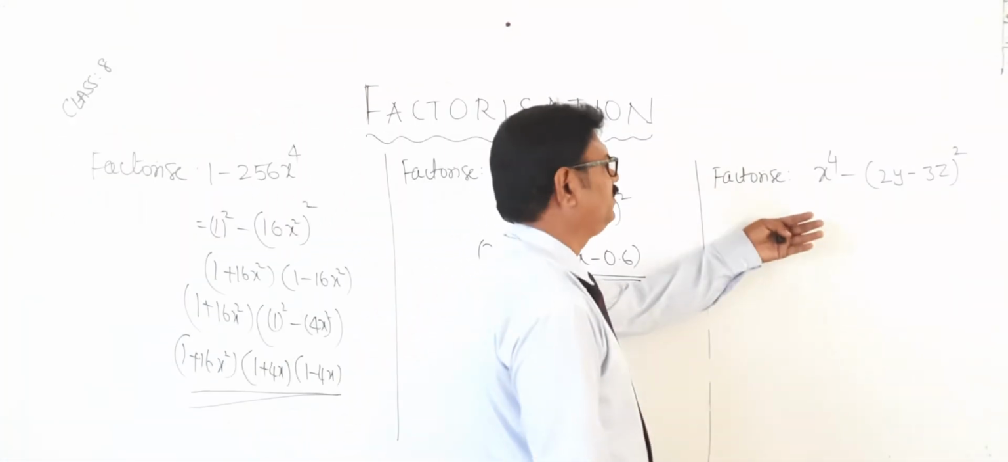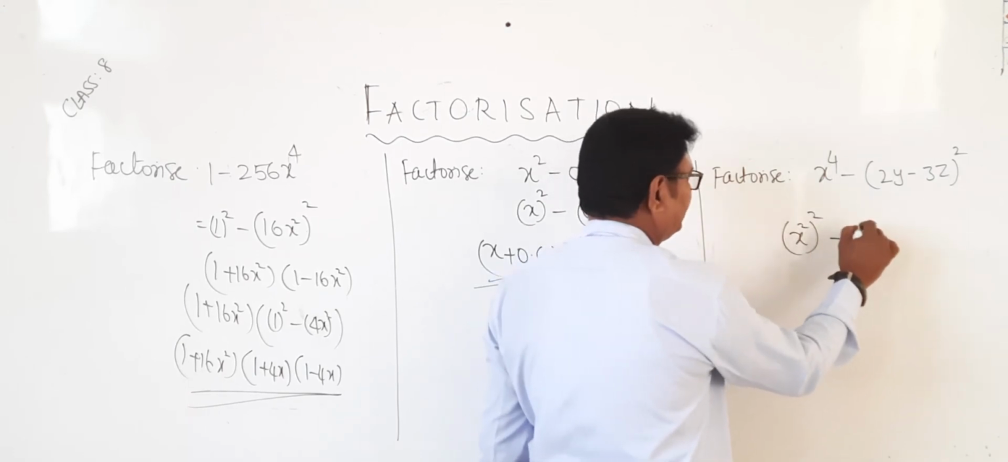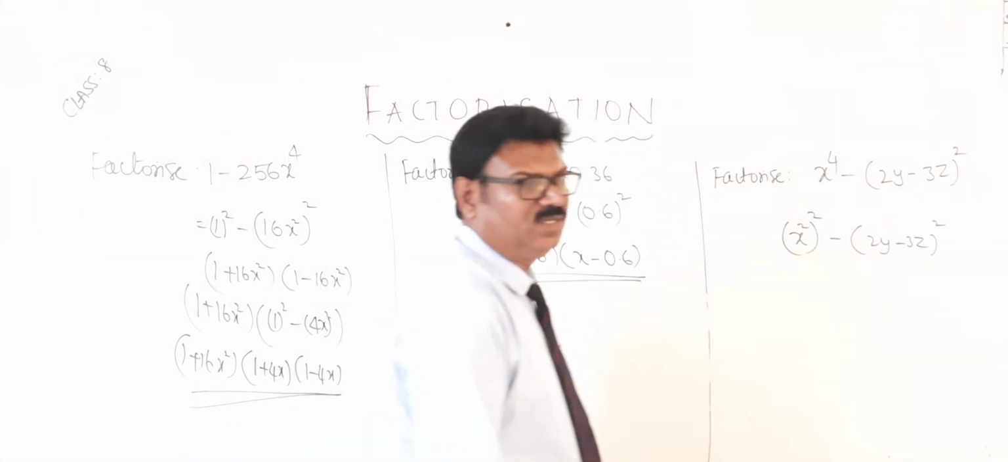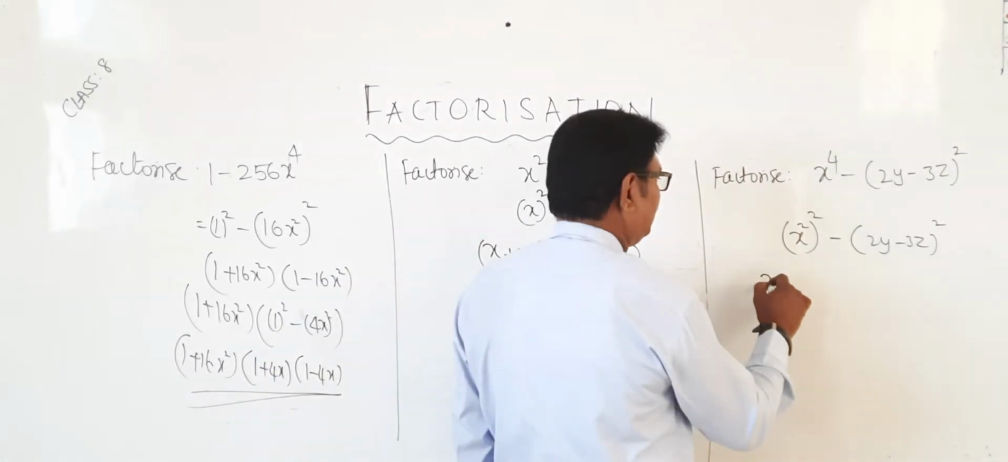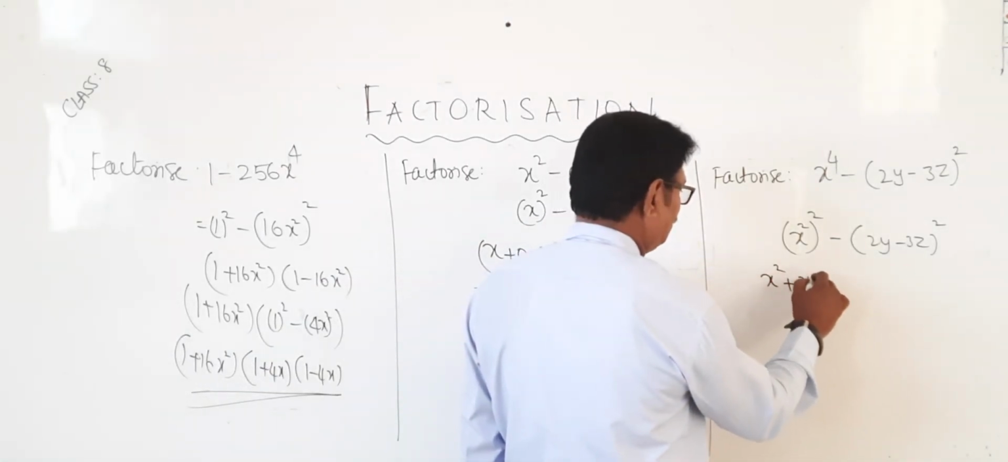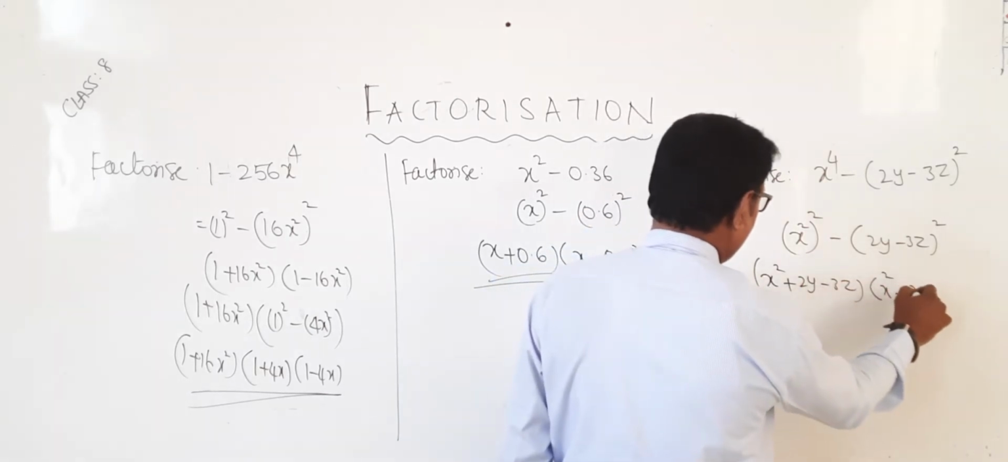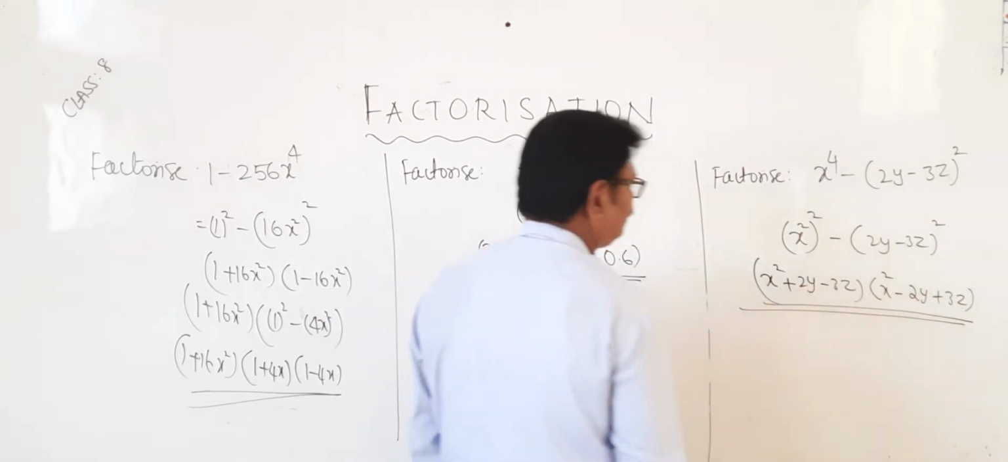Next, here (x squared) whole squared minus (2y minus 3z) the whole squared. So what can you find out? Here we find a squared minus b squared. A squared minus b squared means (a plus b) into (a minus b). Therefore (x squared plus 2y minus 3z) into (x squared minus 2y plus 3z). Like this. Okay? Please take down.